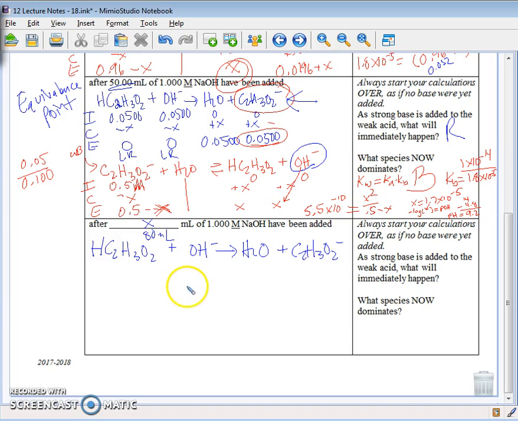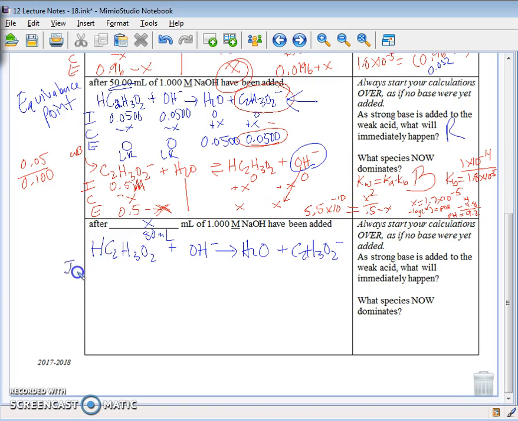So always go back to the start. It's never worth it to say, okay, now I'm at the equivalence point, now let me add 5 milliliters past it. Don't do it that way. Instead, add 55 from the start. Does that make sense? It's way easier. You can do it both ways, but I'm telling you right now, you're not going to want to do it the way that I just described.